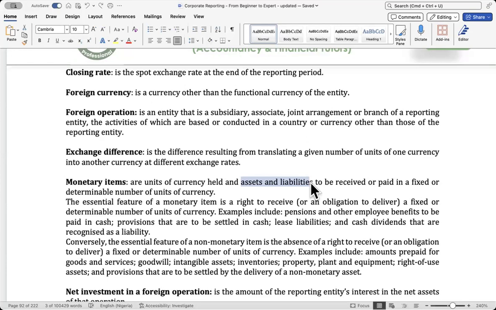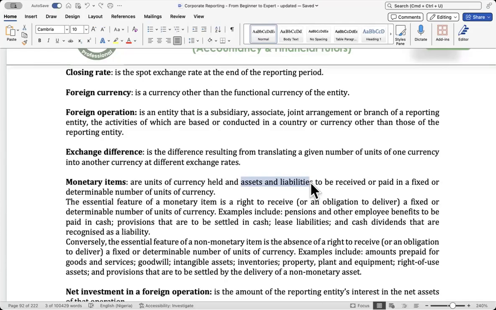Or let's say you have some pension receivable or a pension payable. It's a monetary item because you know how much you're going to receive or pay in cash. Or you have a lease liability. It's a monetary item because you know how much you're going to pay in cash. So a monetary item is similar to financial assets and also financial liabilities.